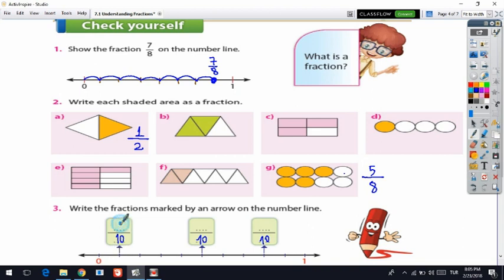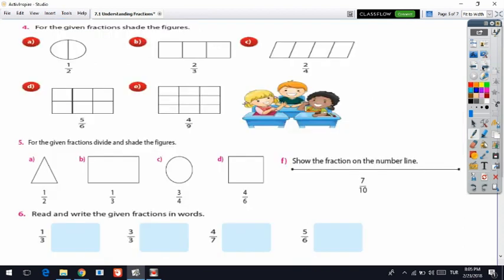Okay, now how many parts do you have until this? How many parts? 1, from 0. Okay, how many parts do you have from 0 until this? 1, 2, 3, 4, 5. Here is 5 over 10. Okay, here 7, 8, 9, 9 over 10. That's it.